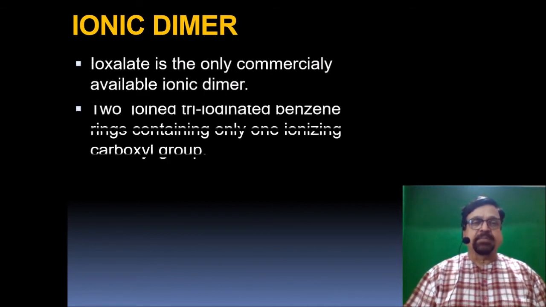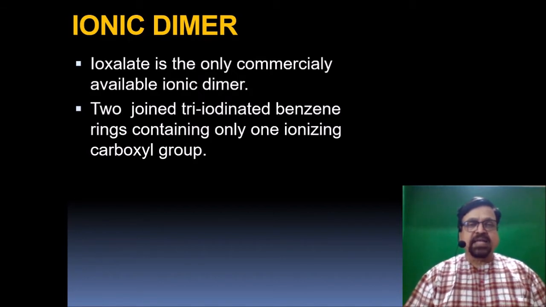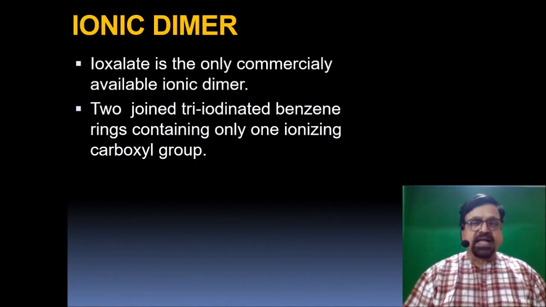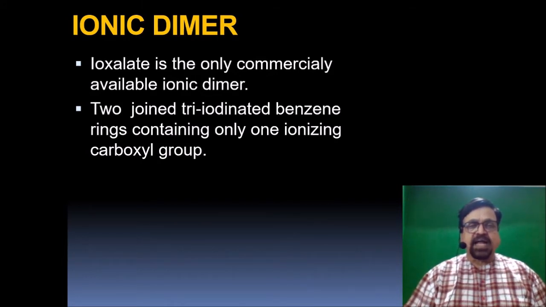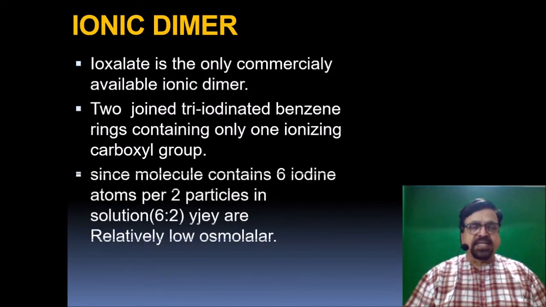Now, ionic dimers. Ioxaglate is the only commercially available ionic dimer. 2 joined tri-iodinated benzene rings containing only 1 ionizing carboxyl group is the constitution. Since the molecule contains 6 iodine atoms per 2 particles in solution, a ratio of 6:2, they are routinely low osmolar. So that is the reason why they are low osmolar.